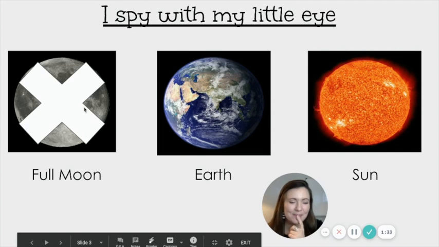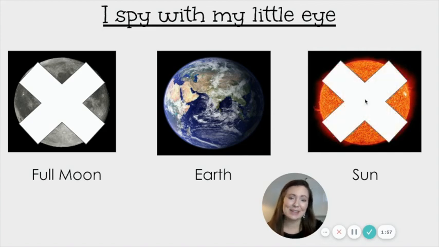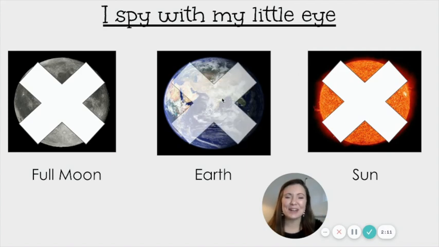Let's see. I spy with my little eye something in the sky that is made up of gases, and it is so bright it hurts to look at it. What do I spy? The sun. Very good. Okay, this one's pretty easy. It's the only one left. I spy with my little eye something in the sky that you call home. What do I spy? Yep, the earth. That's where you live. Okay, good. That was pretty easy, huh?